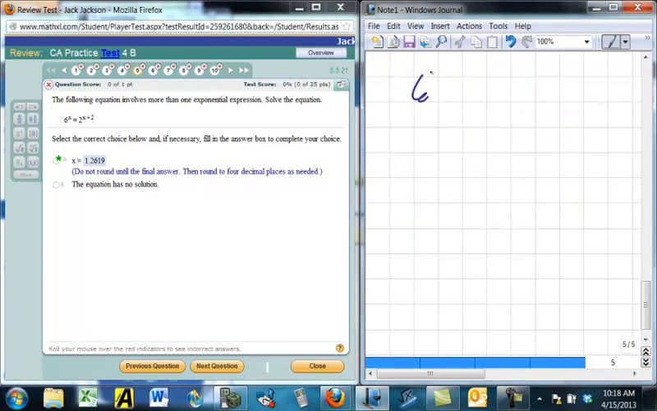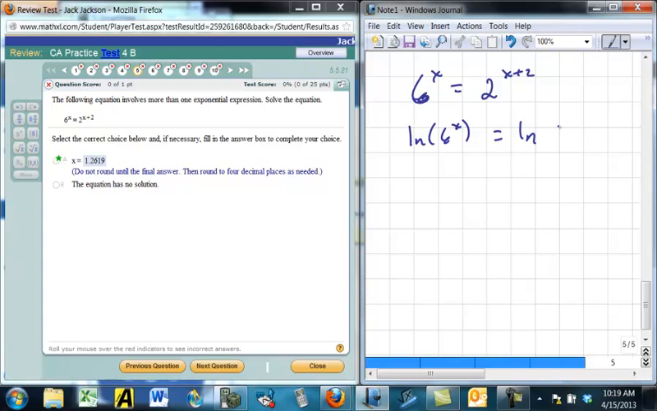Equation, 6 to the x equals 2 to the x plus 2. Okay, let me show you 2 ways to do this. First of all, I'm going to show you an algebraic way, which is probably not how I would do it here, but let's show you that first.